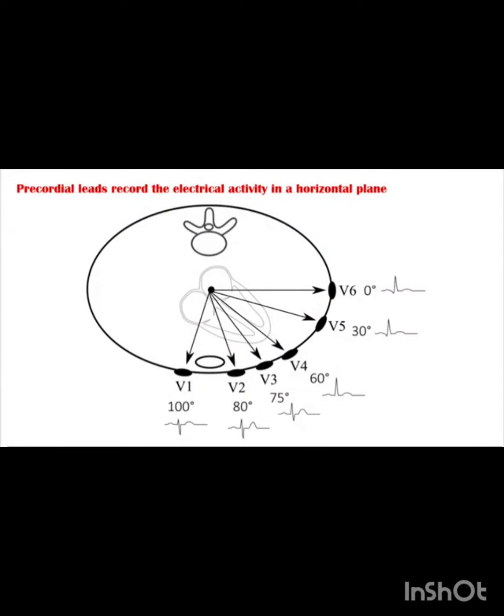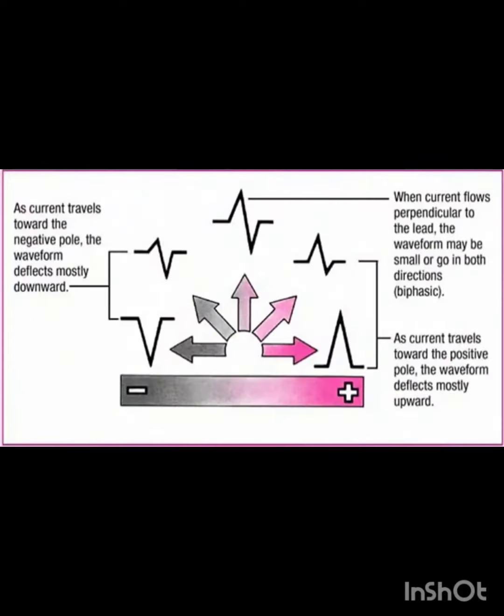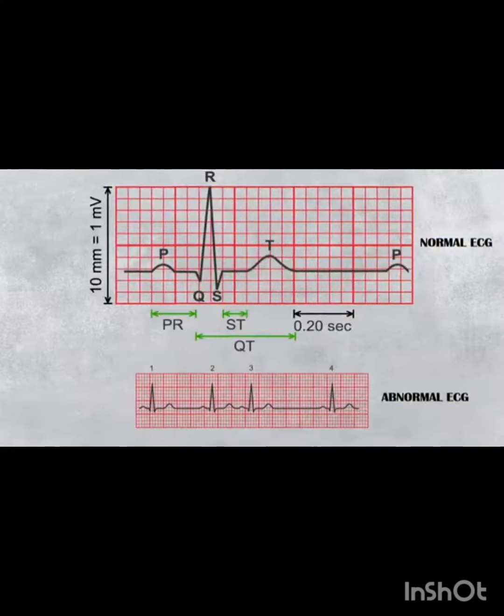in the horizontal plane. The principle behind recording an ECG is an electromagnetic force, current, or vector with both magnitude and direction. When a depolarization current travels towards the electrode, it gets recorded as a positive deflection, and when it moves away from the electrode, it appears as a negative deflection. So, after taking an ECG, we can compare it with the normal ECG to find out any abnormalities.